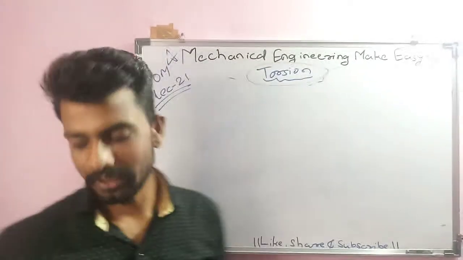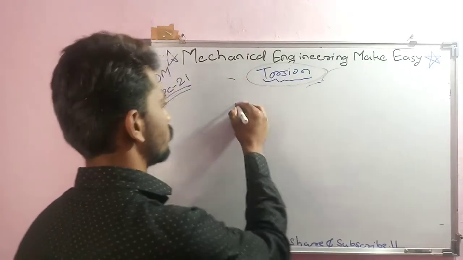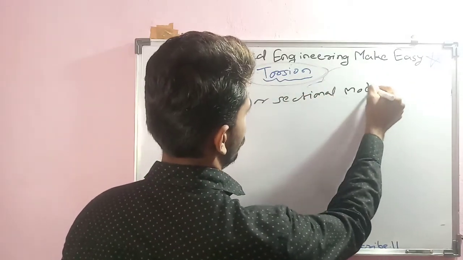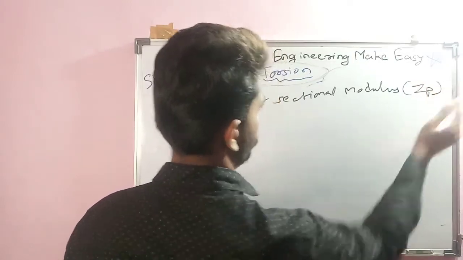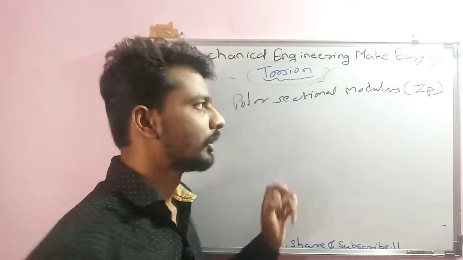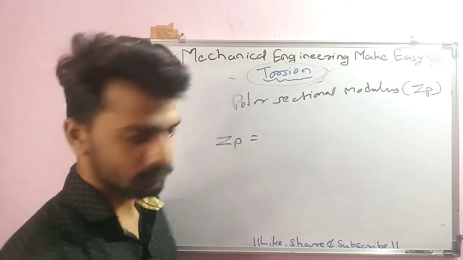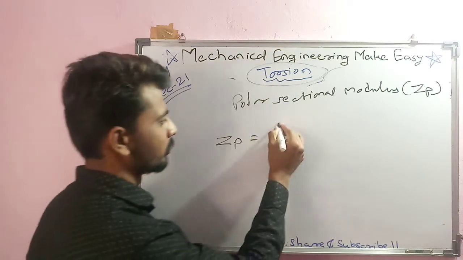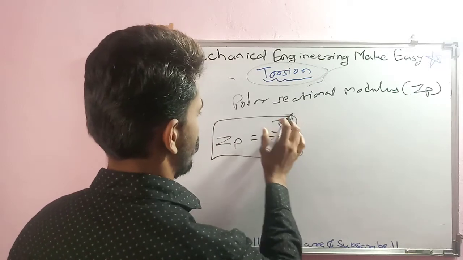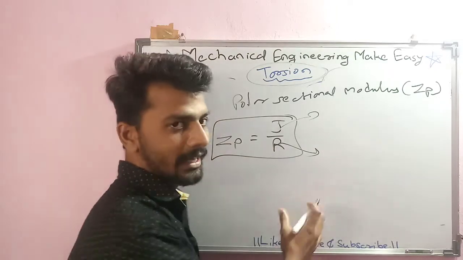So the next topic is polar sectional modulus, which is denoted by ZP. The sectional modulus in case of bending stress we studied in the flexural formula, and now there is the polar sectional modulus. The polar sectional modulus is J by R, where J is the polar moment of inertia and R is the radius of the shaft.